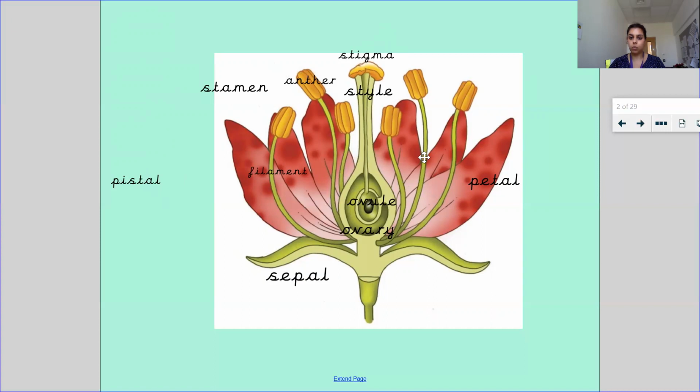So that is how you would label a plant. They are the different words. I'm going to go through the words now, and I want you to repeat them after me.